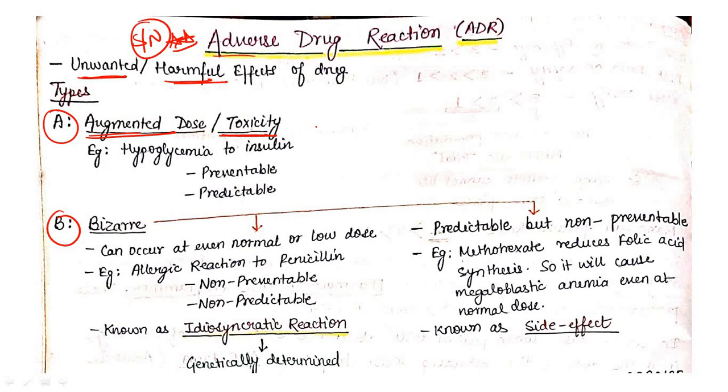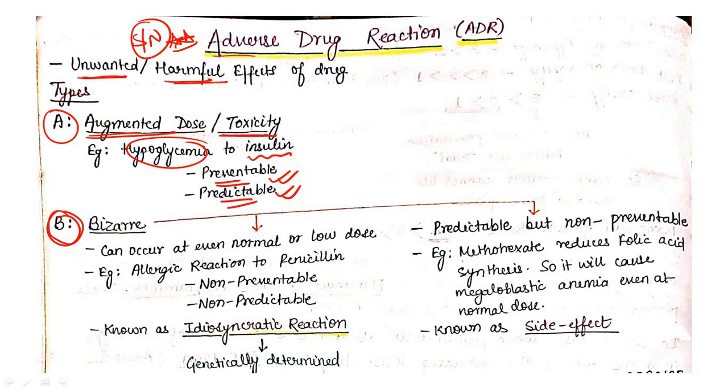If a drug is taken in a more amount or in a toxic dose, then that unwanted effect will appear, such as with insulin. If insulin is taken more in amount than the prescribed amount, then it will cause hypoglycemia. Clear? But this A type is preventable and predictable. This A type of adverse reaction is preventable as well as predictable.